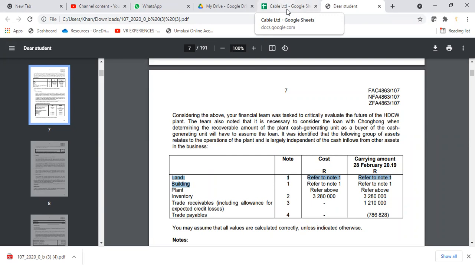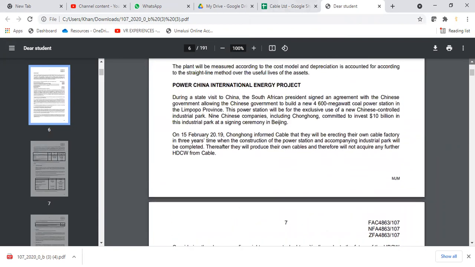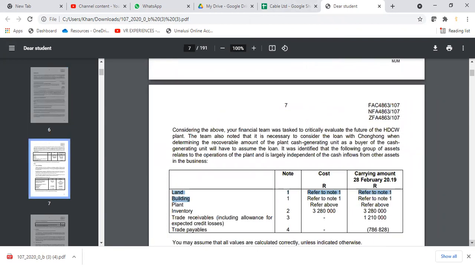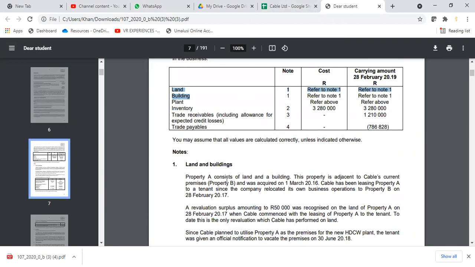Now we're going to go and deal with this cash generating unit. We're most likely going to have to read some of the important aspects again, but most likely we're just going to read through the various notes. Let's start working through this plant.